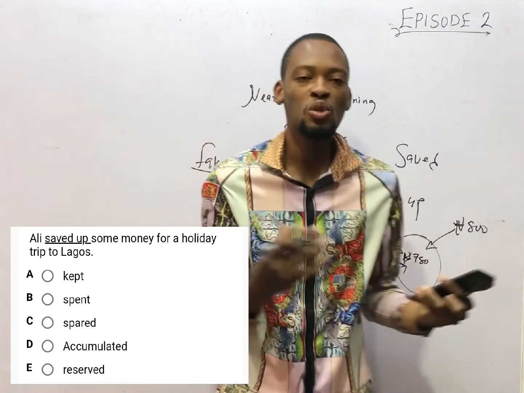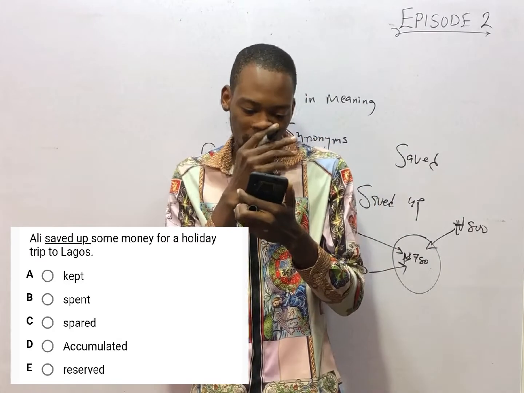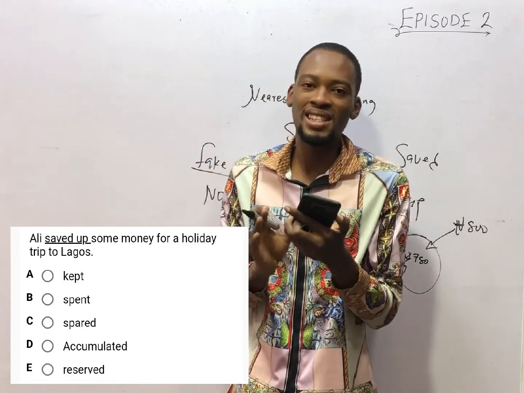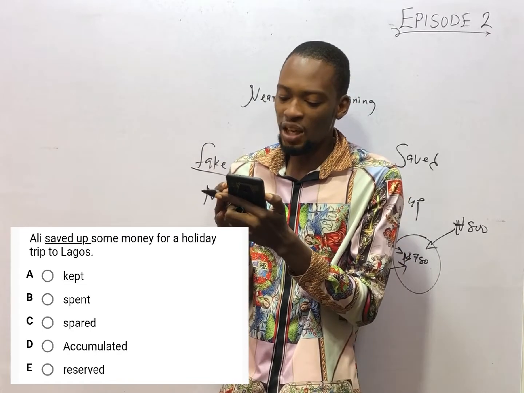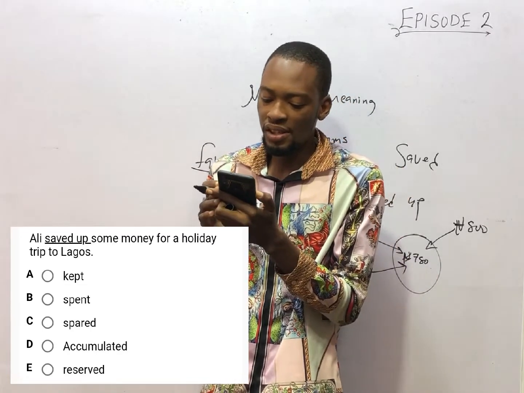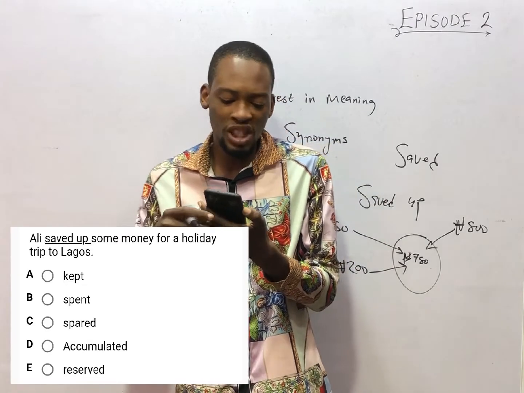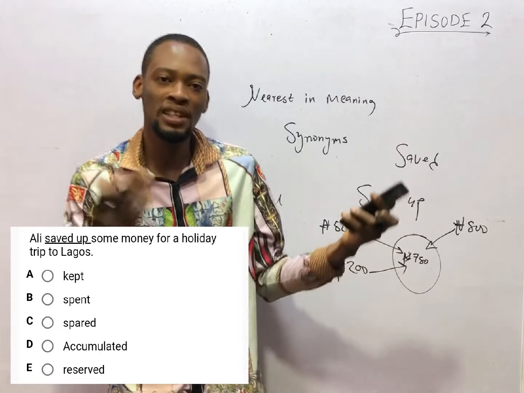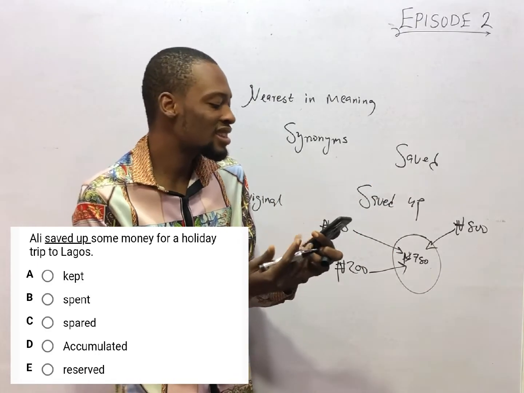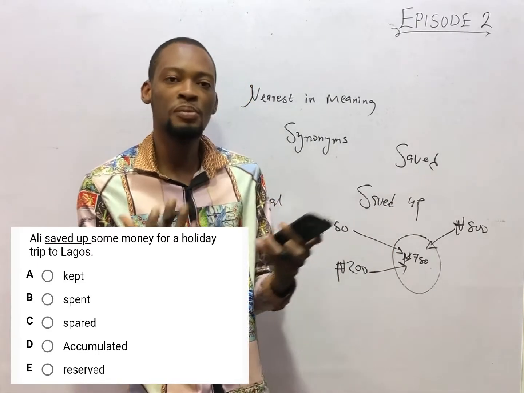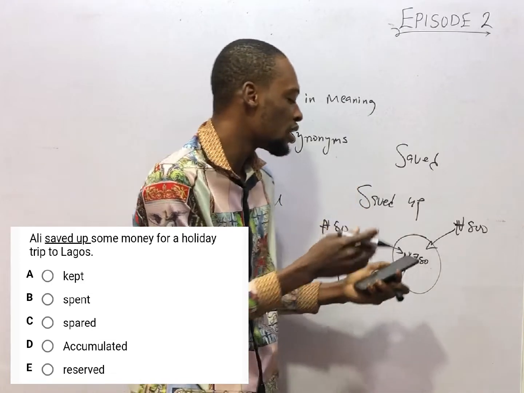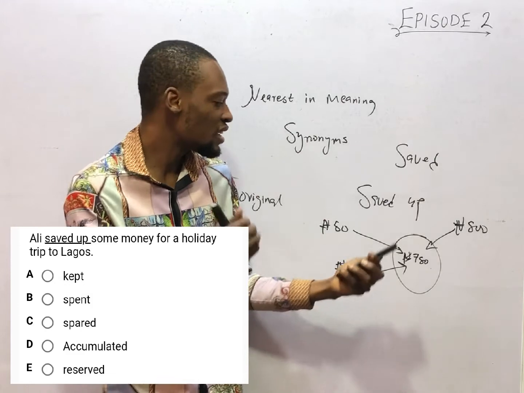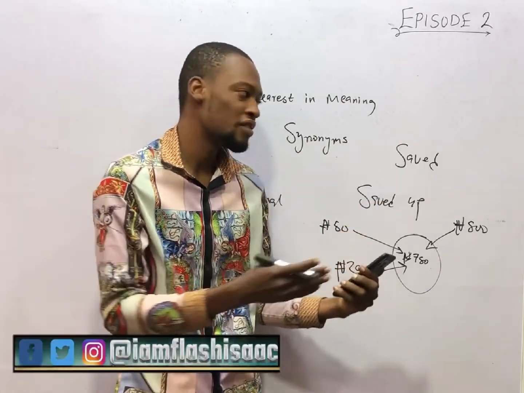It simply means to accumulate. So option A says kept, option B says spent, option C says spared, option D says accumulated, and option E says reserved. The nearest meaning to save up is accumulated, which means he was saving them gradually, keeping them. So if they had said saved, then kept would be correct. But since it is save up, accumulated is correct because he didn't get everything at once. He got them gradually and he began to save up.